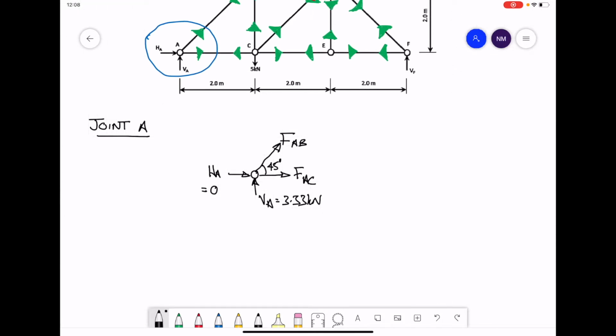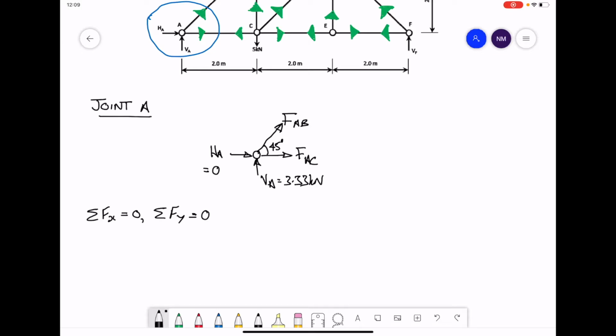Now what we're going to do is apply equilibrium equations. Essentially, all the forces in the x direction must add up to give you 0, and all the forces in the y direction must add up to give you 0 for equilibrium. As equilibrium applies everywhere, it applies to the whole structure. We use that to work out the reaction forces. Now we're looking at each joint. Each joint must also be in equilibrium.